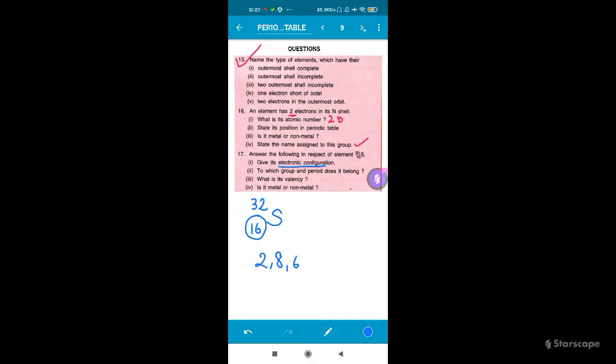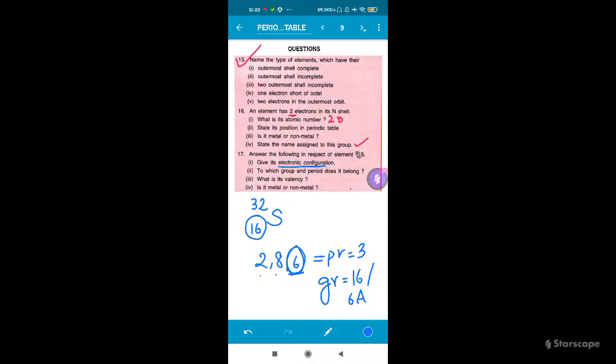To which group and period does it belong? So period is the number of shells. There are 3 shells, so the period is 3. And group is given by the valence electron. There are 6 electrons in the valence shell, so we can say that it belongs to group 16 or 6A. You can write either, both of it is acceptable.